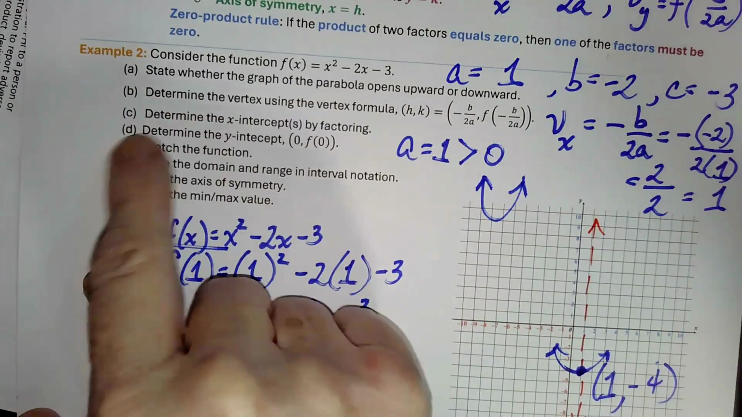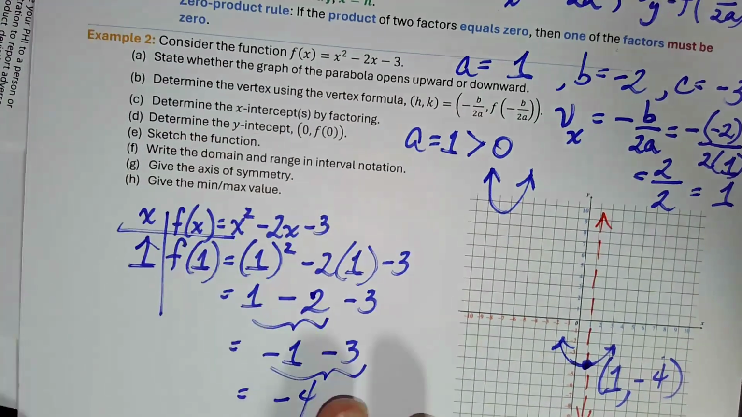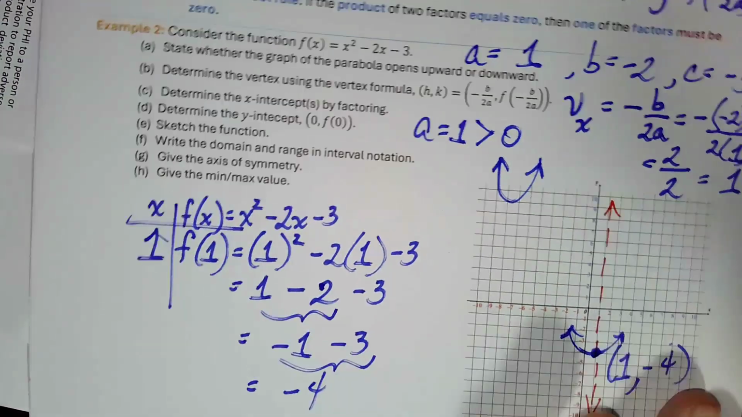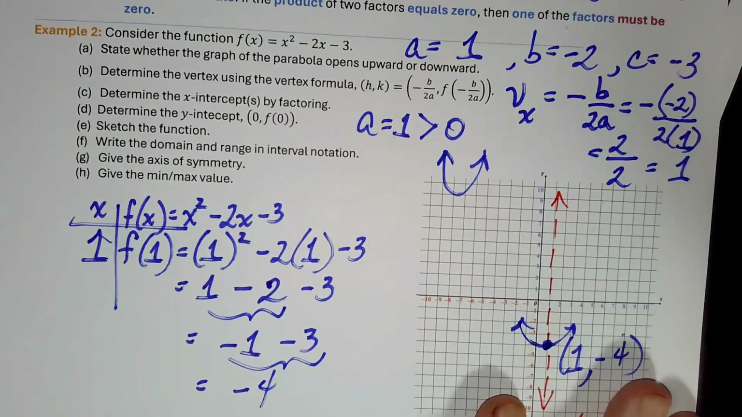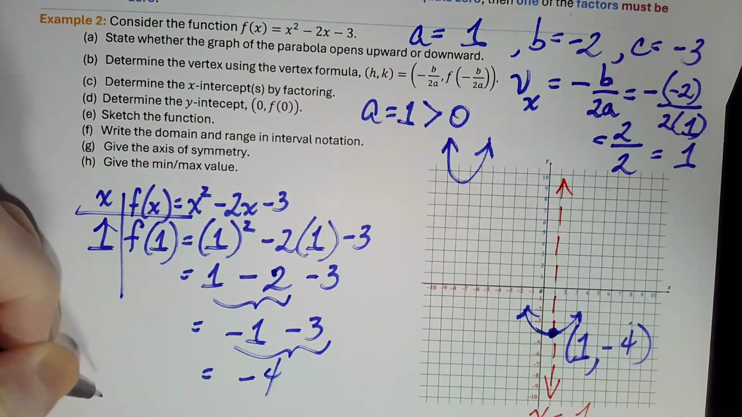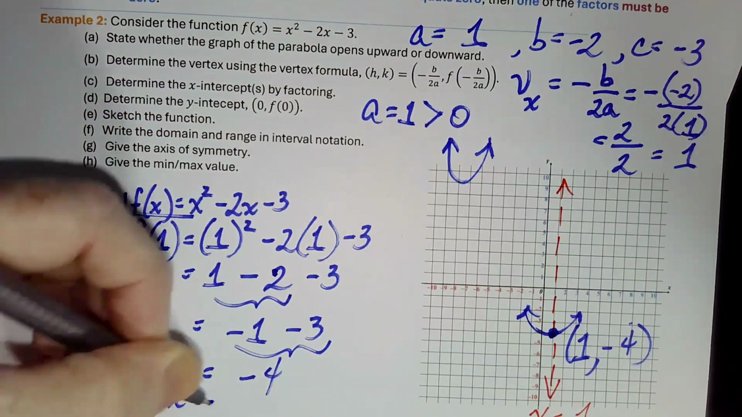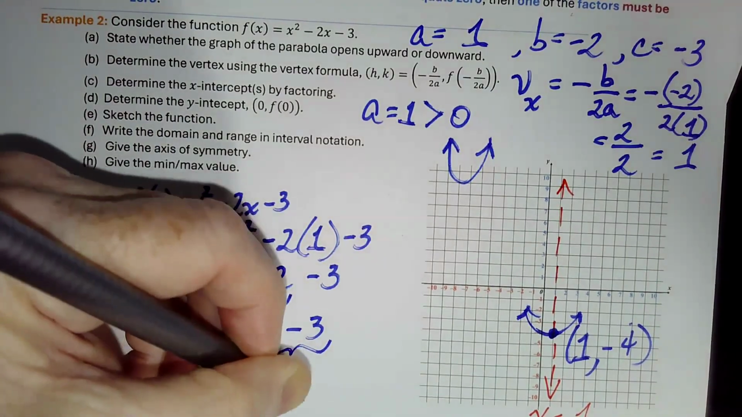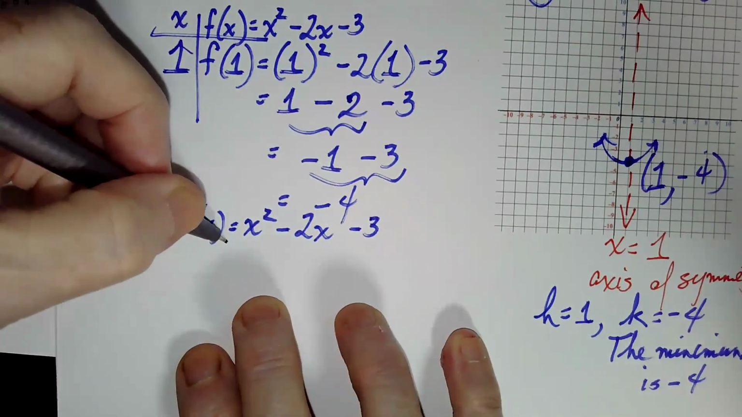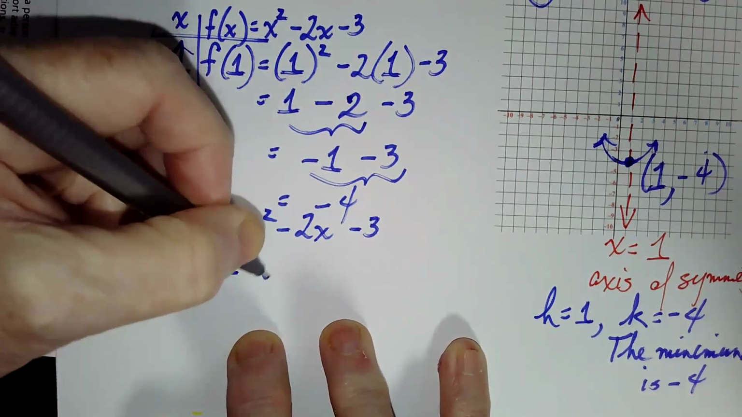And now let's go ahead and figure out the x-intercepts and the y-intercept. Let's do the x-intercepts two ways. Let's factor, and then let's use the quadratic formula. So we've got f of x is equal to x squared minus 2x minus 3. To find the x-intercepts, we always let f of x be 0.